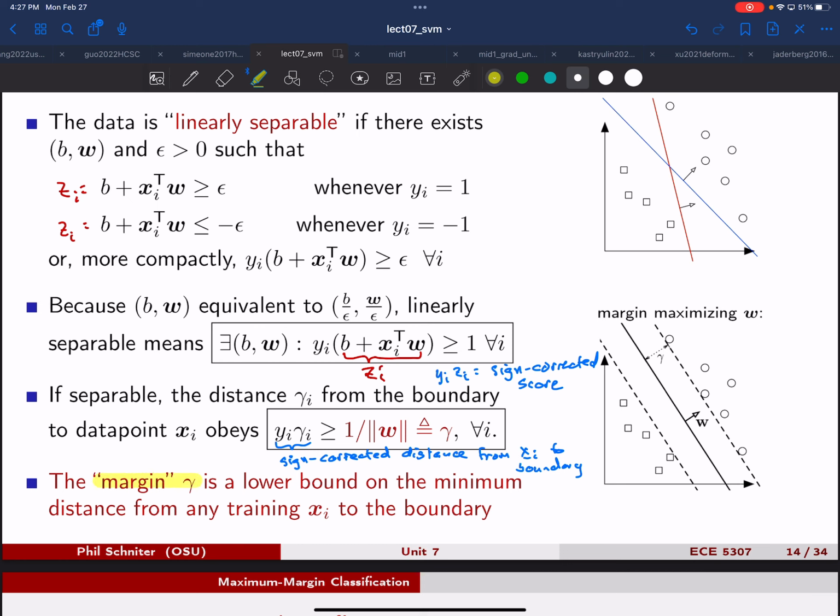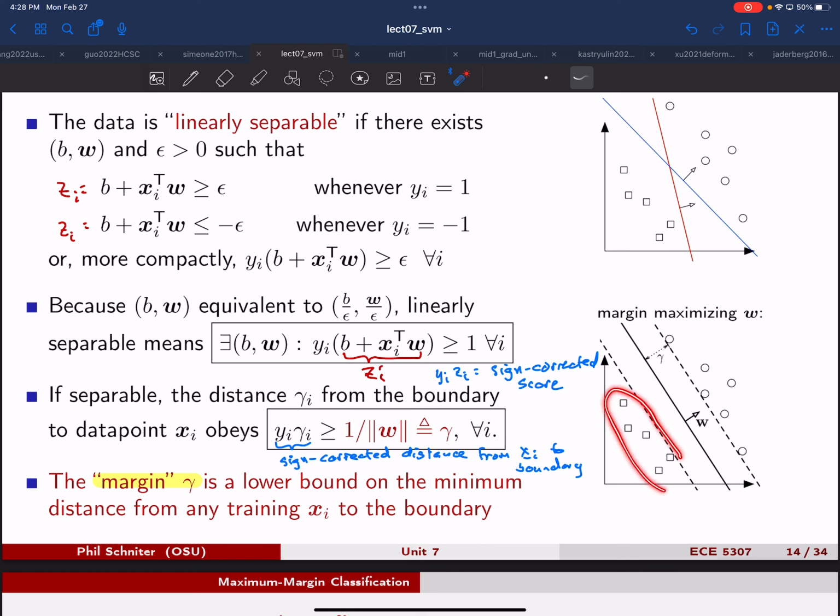Okay, so the margin is basically a lower bound on the minimum distance from any training sample to the boundary. Like the picture on the right, we have some training samples on this side. If you measure their distances to the boundary, and these are not signed distances, just distance as we measure it, you would find that for all points, it's greater or equal to 1 over norm of W. That's what this dotted line is showing you. This is gamma here, the distance to the boundary. For all these training samples, they're at least 1 over W or gamma away from the boundary.